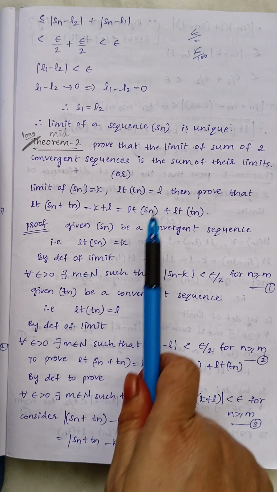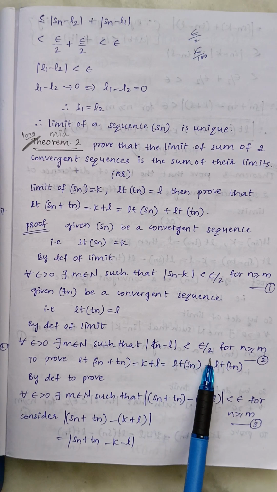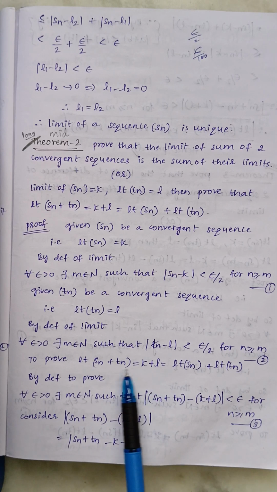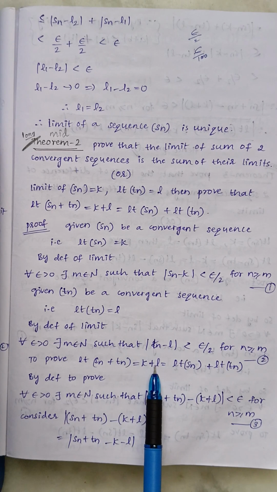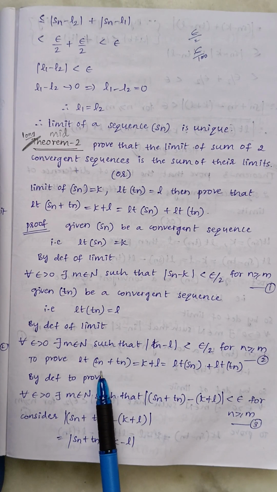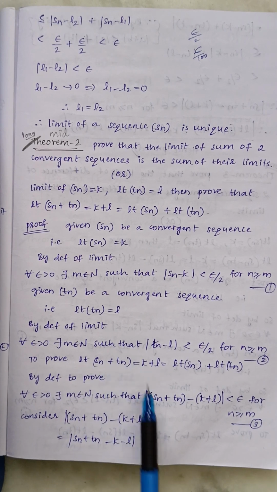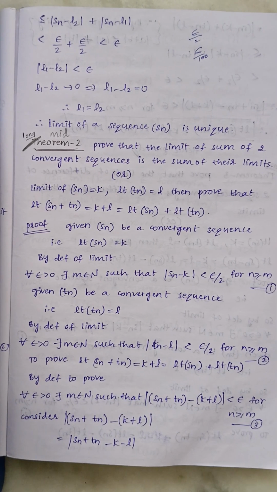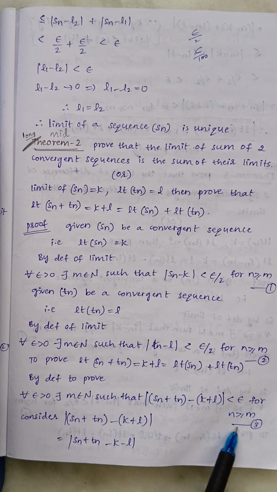Similarly, Tn is a sequence whose limit value is L. According to the definition, modulus of Tn minus L is less than epsilon by 2 for n greater than or equal to m. Now, to prove the limit of Sn plus Tn equals k plus L, according to the definition, what we need to prove is: for all epsilon greater than 0, there exists m belongs to N such that modulus of Sn plus Tn minus the limit value k plus L is less than epsilon for n greater than or equal to m.